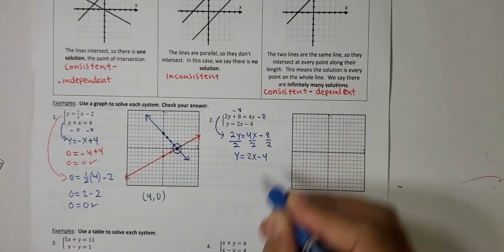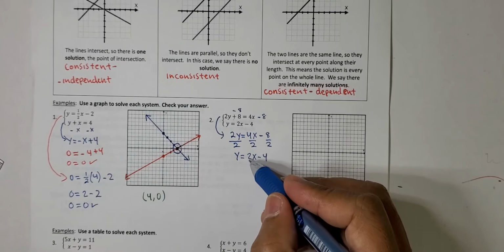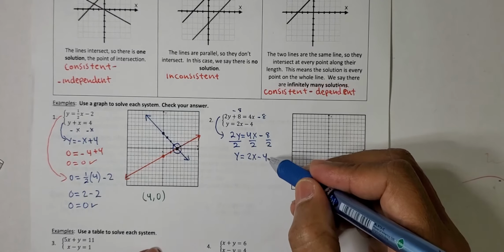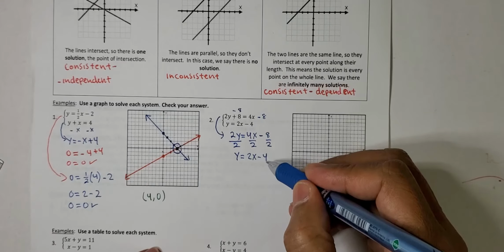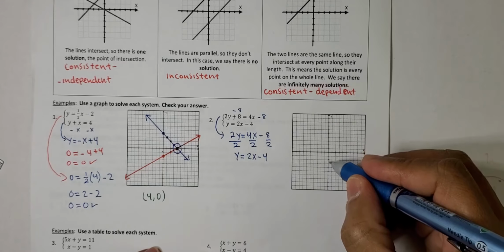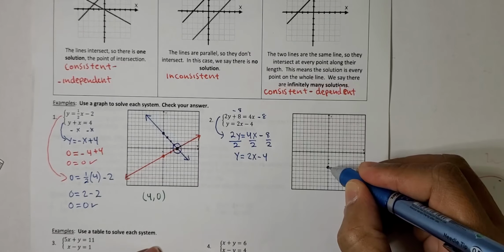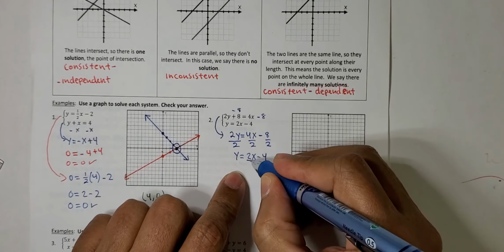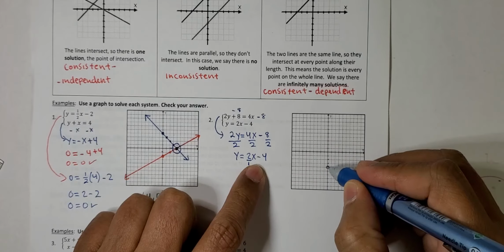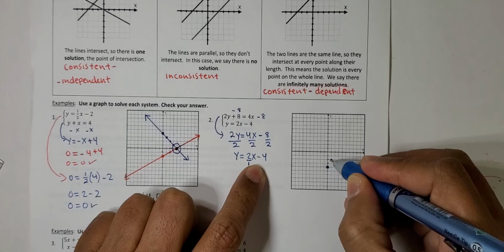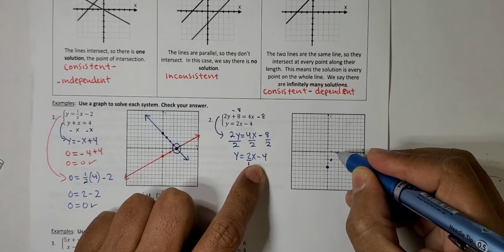So then I have y equals 4 divided by 2 is going to be 2x, and negative 8 divided by 2 is negative 4. I'm going to graph this one first. It has a y-intercept of (0, negative 4), so that's this point here. Then it has a rise of 2 and a run of 1. That's the slope, right? So over 1, up 2, over 1, up 2.